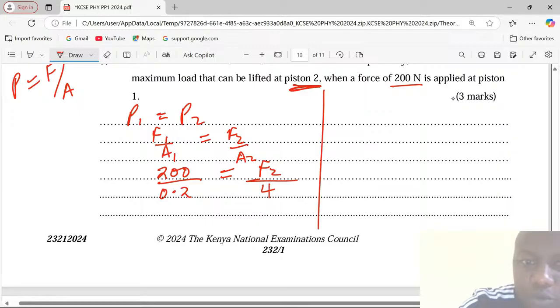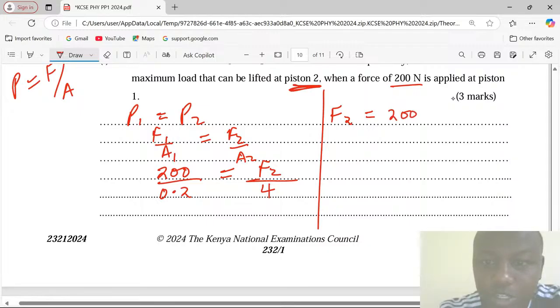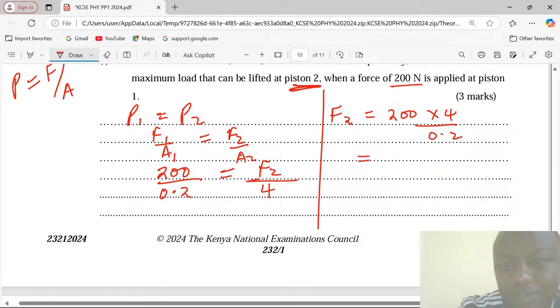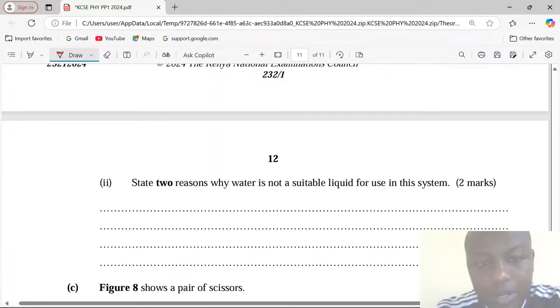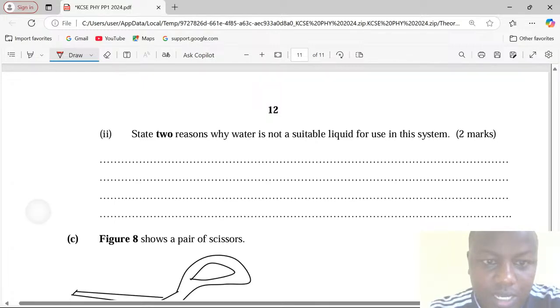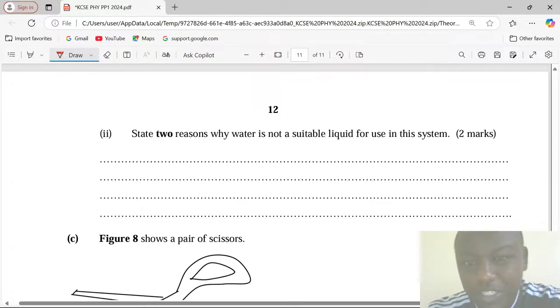And how do we remain with the second force? We need 200 after cross multiplication times 4 out of 0.2. And this is going to give us exactly 4,000 Newton. 4,000 Newton when you compute. State 2 reasons why water is not a suitable liquid for use in this system.